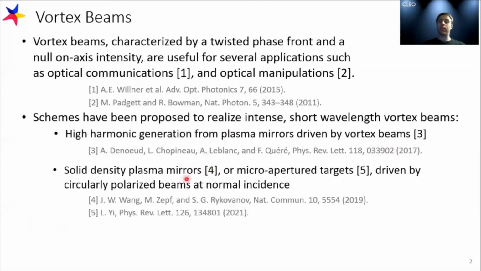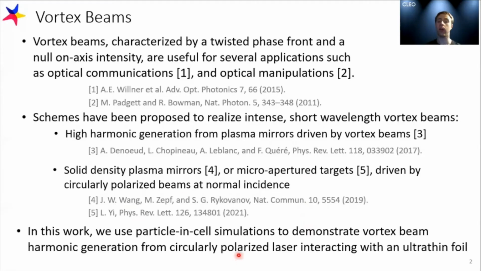In addition, theoretical work has shown that using circularly polarized lasers normally incident on a thick plasma mirror target or a preformed microaperture target also leads to the generation of harmonics containing higher order vortex modes. In this work, we use particle-in-cell simulations to demonstrate vortex beam generation with a circularly polarized laser interacting with an ultra-thin foil.